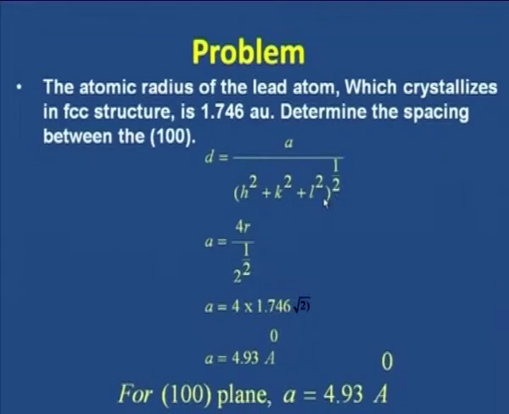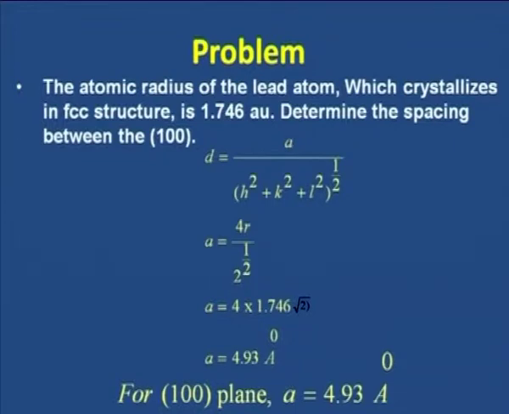Given the atomic radius, let me read the problem. The atomic radius of the lead atom, which crystallizes in the face centered cubic structure. In the lectures to come, we will be studying the crystal structures in greater detail. Just because we have come across this relation earlier, the interplanar separation d is equal to a, the lattice constant, divided by (h square plus k square plus l square) to the power half, where h, k, l are called the Miller indices. They refer to a particular plane, right? So, if the plane is known, and if d is known, a can be calculated. That is precisely what the problem is about.